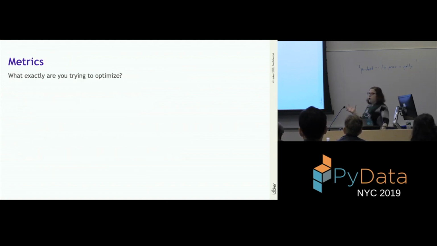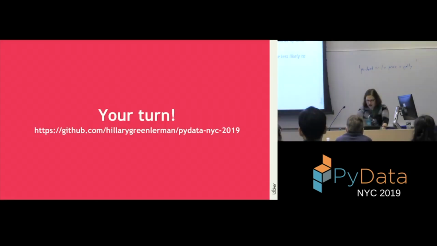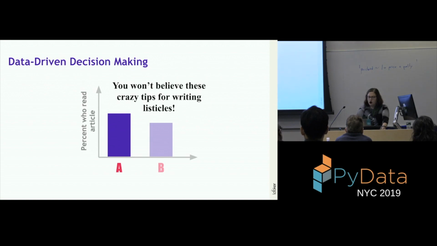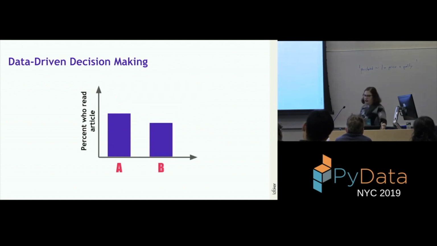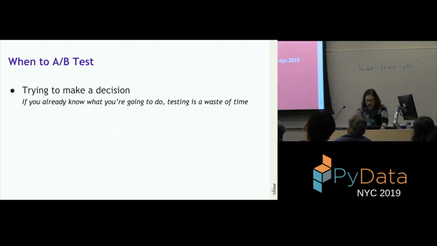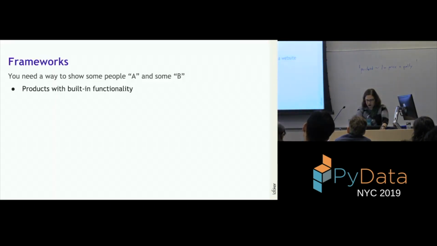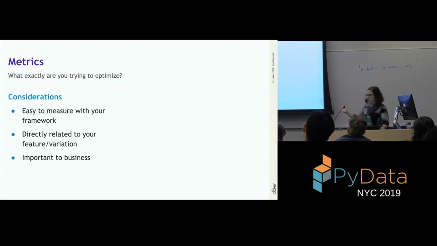Okay, so once we have a way of displaying A and B, now we actually need something to measure. So if we go back to that little chart that I made here, we need a y-axis. We need some way of saying which is better, A or B. So, things to consider when choosing a metric.